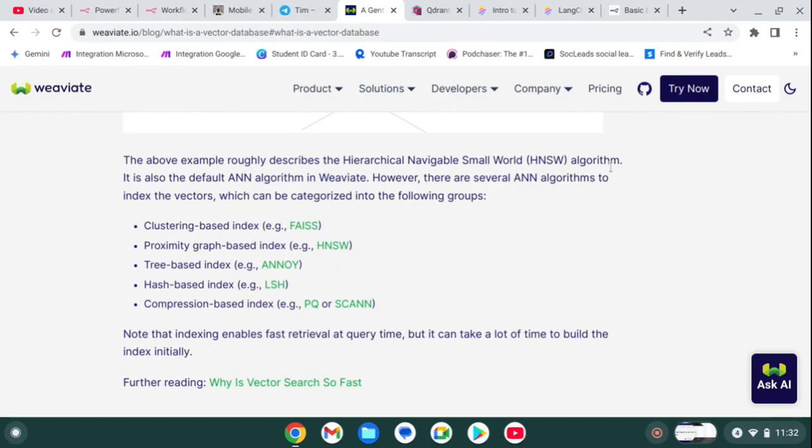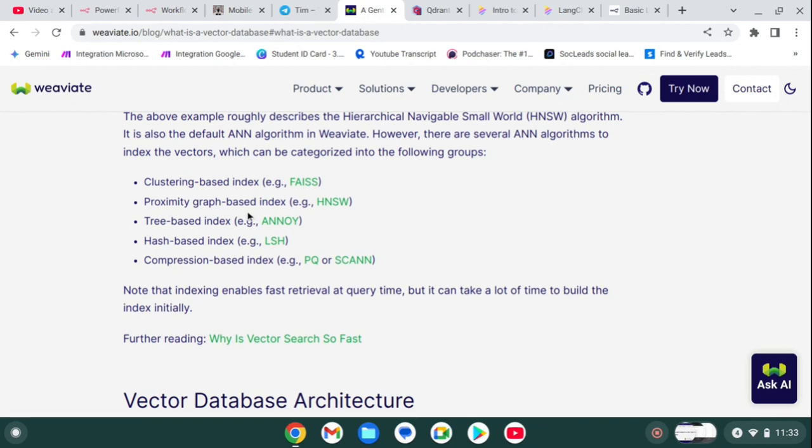You can use them to index the vector, which can be categorized in the following groups, like clustering based index. Means it can take a big PDF file and convert it into chunks. Like if our PDF contains 10,000 words, then it can convert the PDF into chunks of 2,000 characters. This is based on our AI model. Here we can see the limit.